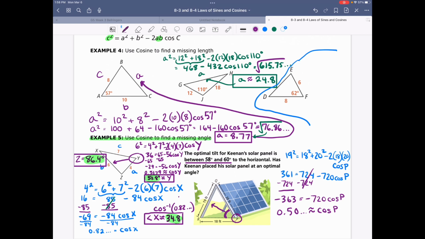Now we have to take second cosine to get the inverse of second answer. And I get P is approximately 59.7 degrees. Is that between these values? Yes. So awesome, he did set it up at an optimal angle. And that completes our notes on law of cosines.